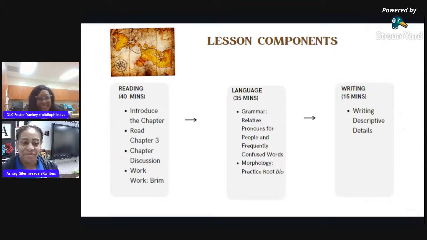All right, so we have three lesson components for lesson 4. First is reading for 40 minutes, where the teacher will introduce the chapter, read chapter 3. They'll have the chapter discussion and then do some word work. They'll move on to language for 35 minutes, where they will discuss grammar, relative pronouns, and frequently confused words. And in morphology, they're going to get some more practice with style. Finally, in writing, they're going to be writing descriptive details for their adventure stories.